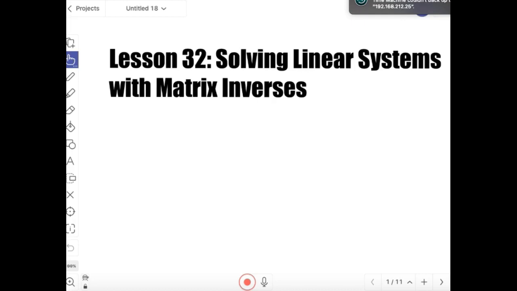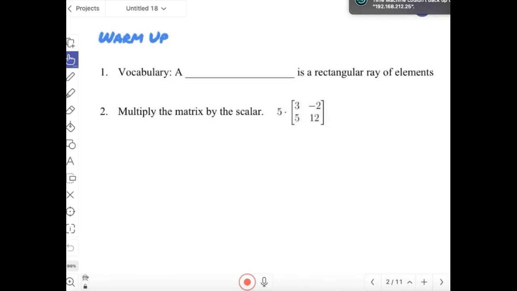But the big thing that we're dealing with today is one, dealing with inverses of matrices. And then the second thing is just solving problems with matrices. So since algebra, we've been solving for x and things like that. And now we're going to be doing that where x might look like a matrix. So a blank is a rectangular array of elements. That would be a matrix.